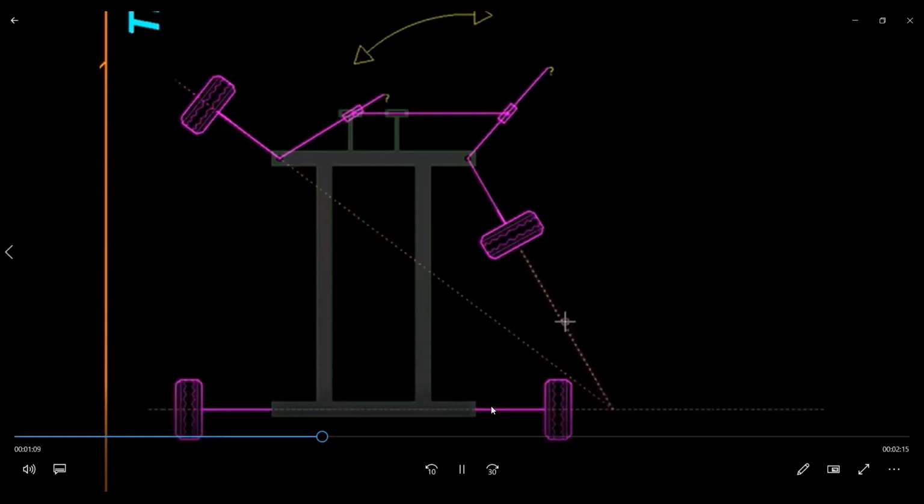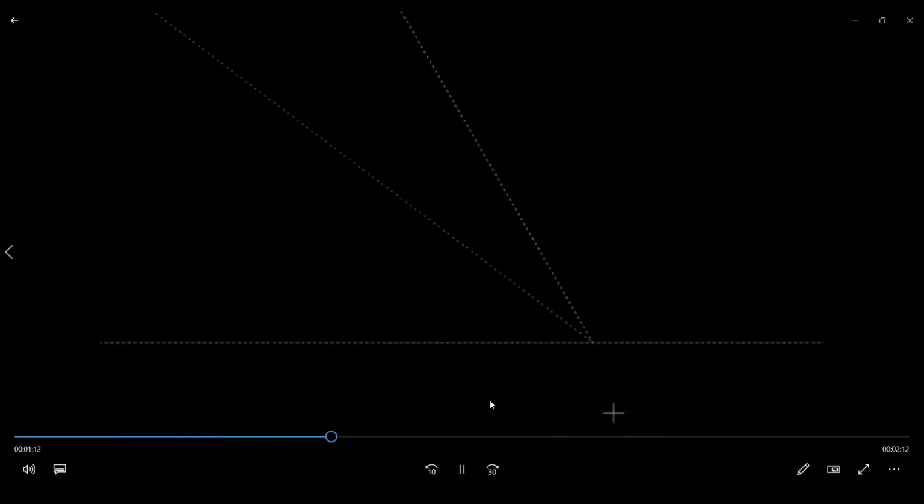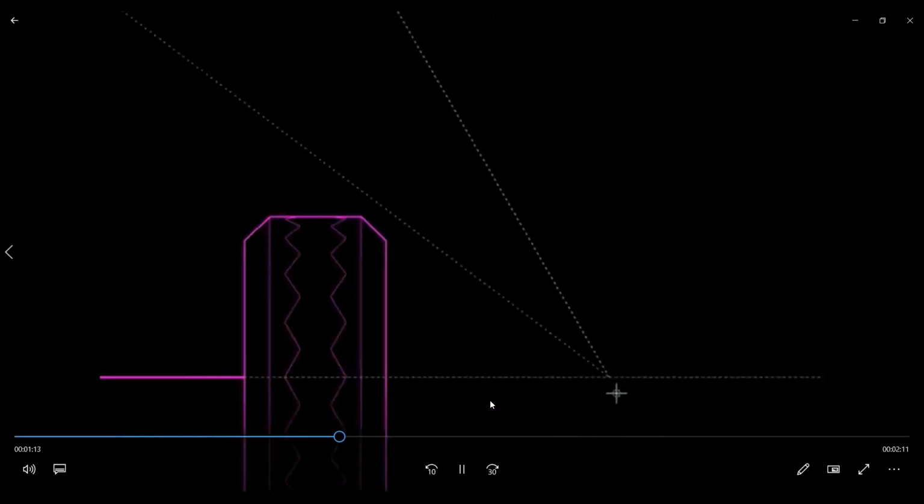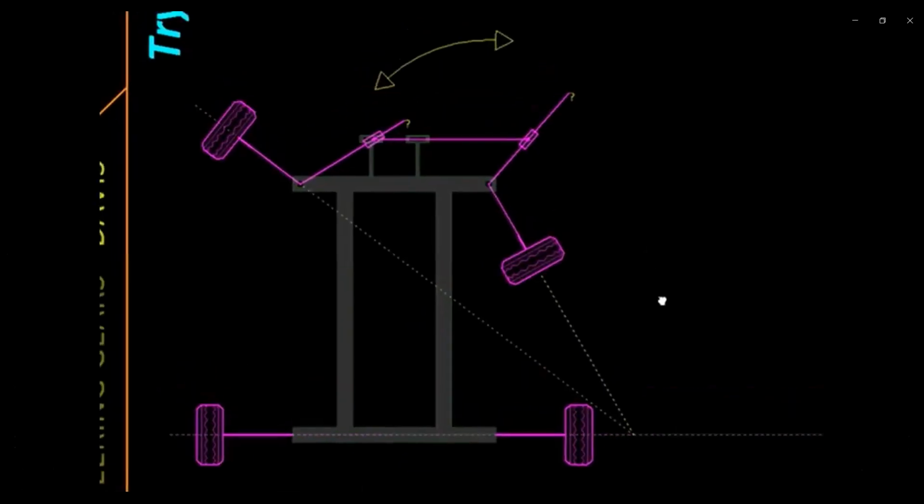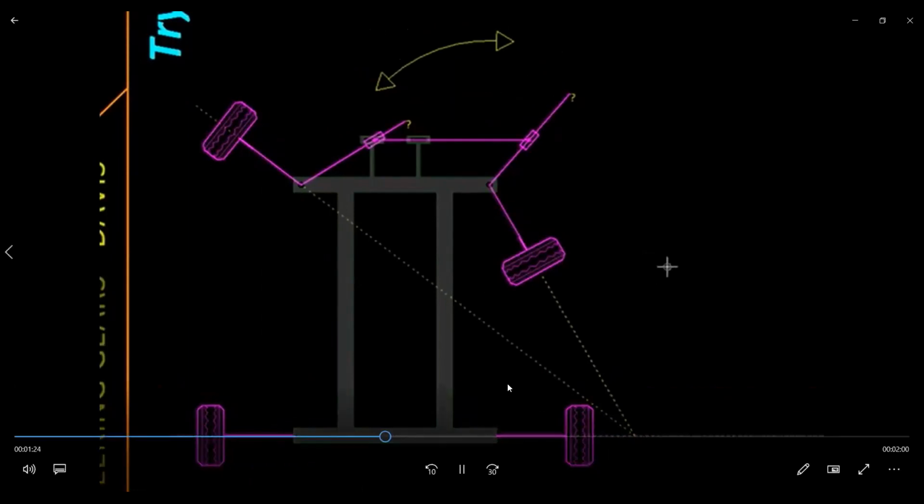Okay, extend them to intersection. And indeed, again we get the point of intersection on the rear axle. So the car is getting steered correctly. By symmetry, it will also happen on the other side as well.